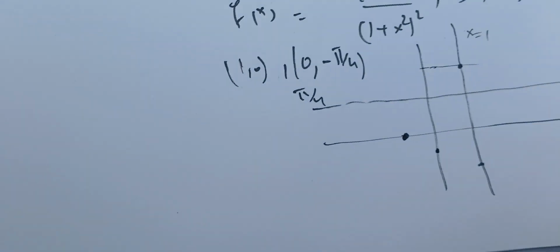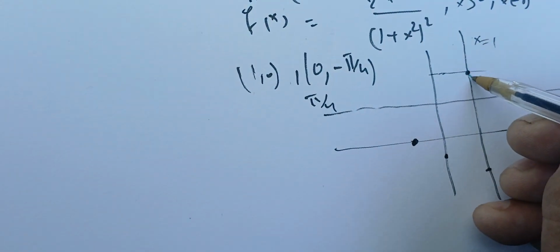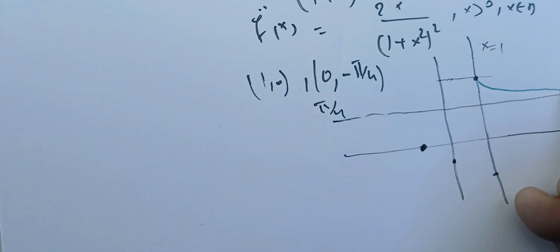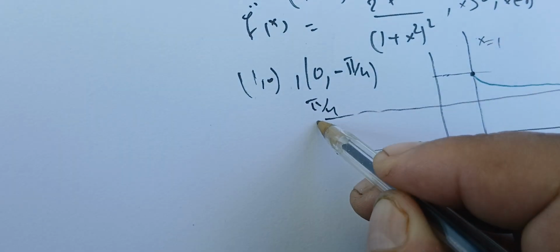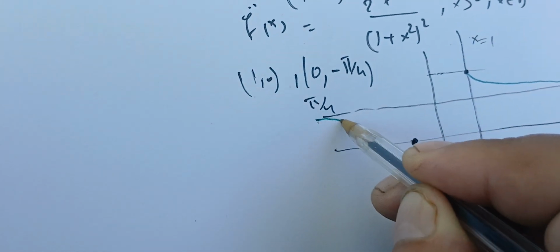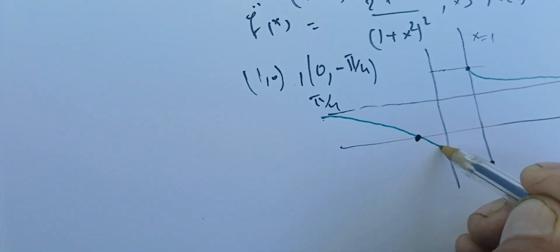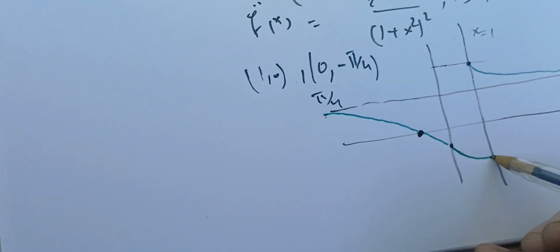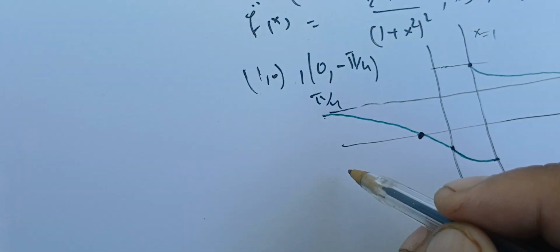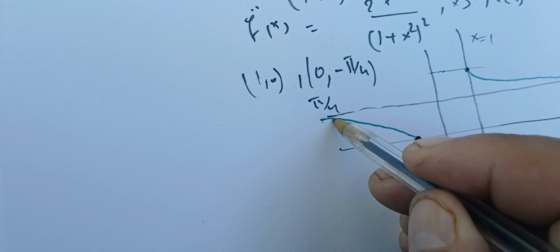And therefore it's decreasing here. It's concave up here, and concave down when x is less than 0. But something is going to happen when I get to 0, so it's going to switch here. So this is my function.